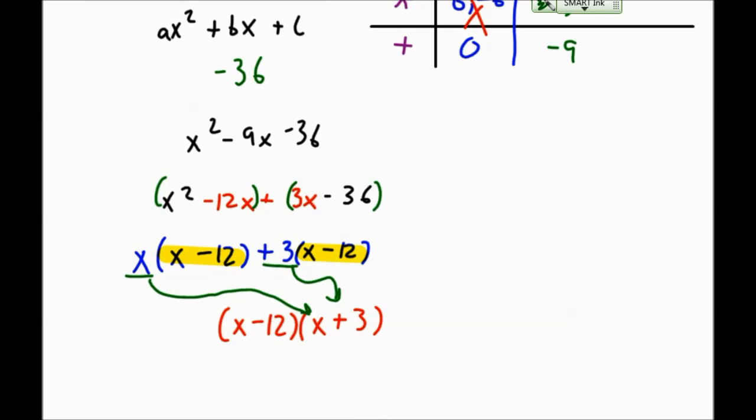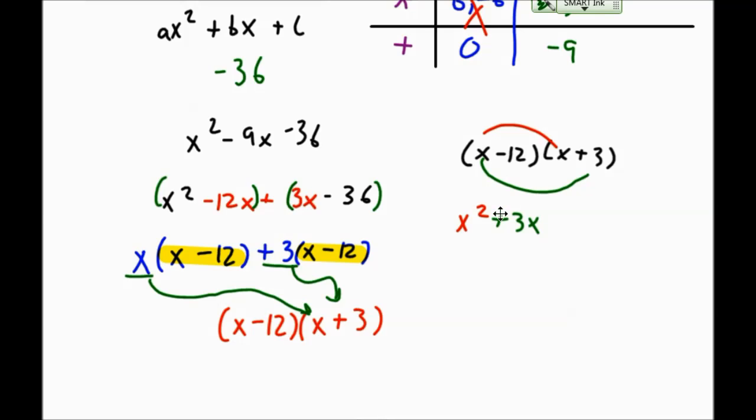So now I've factored this, and let's check and see if I did it correctly. So I have x minus 12 times x plus 3, and I'm going to FOIL. x times x is x squared. First, outside, that'll be plus 3x. Then inside, that's minus 12x. And let's finish off with last, that's going to be negative 36. Then we combine our like terms, so I have x squared minus 9x minus 36.